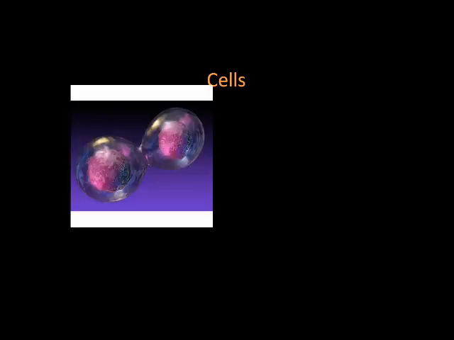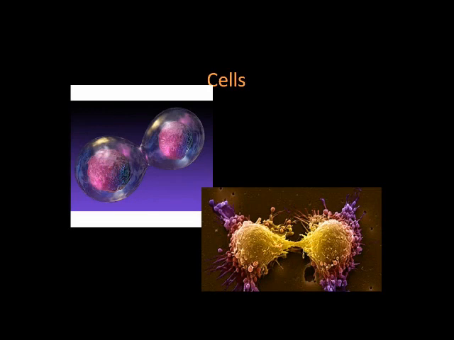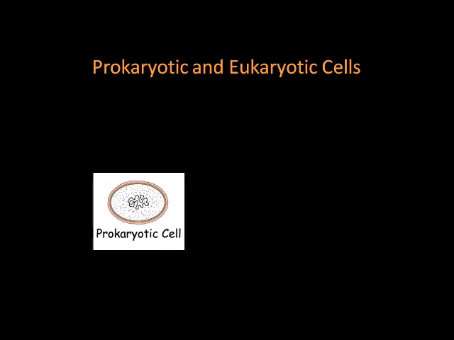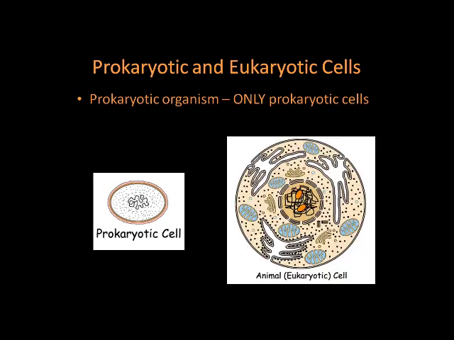All cells come from other cells. Cells reproduce simply by splitting in half. Instead of one cell, now you have two. When scientists study organisms, they can classify them into one of two groups based on what type of cells they have. There are two main types of cells: prokaryotic and eukaryotic. A prokaryotic organism will be made only of prokaryotic cells. A eukaryotic organism will be made of only eukaryotic cells. So it's important that you understand the basic differences between these types of cells.